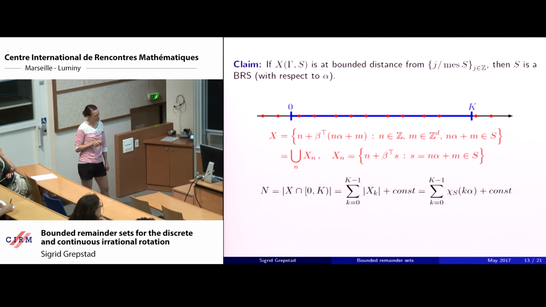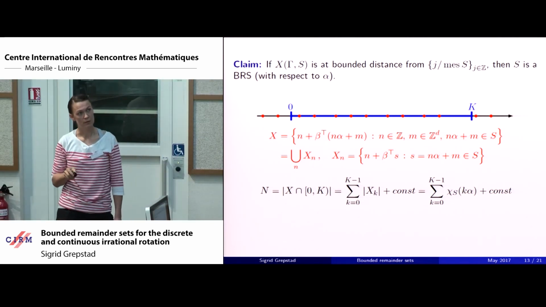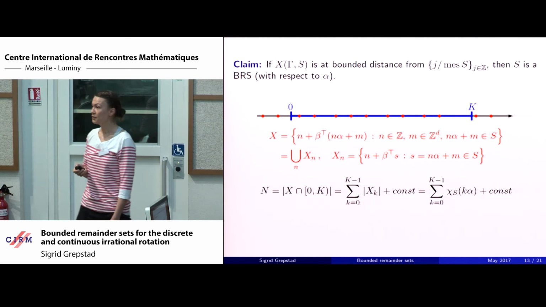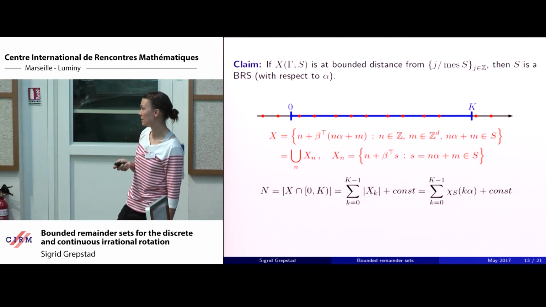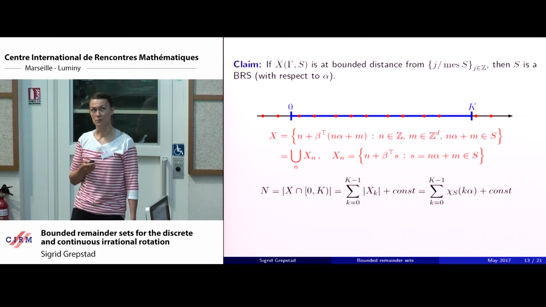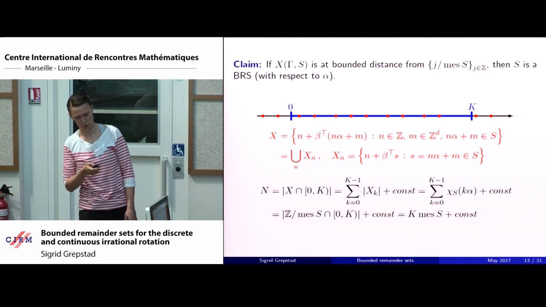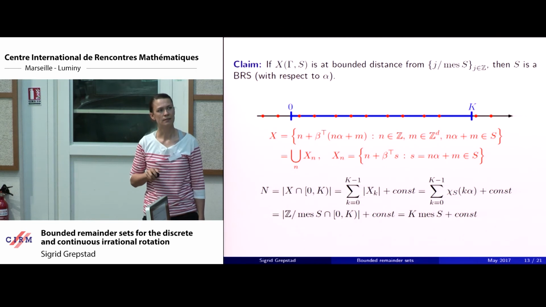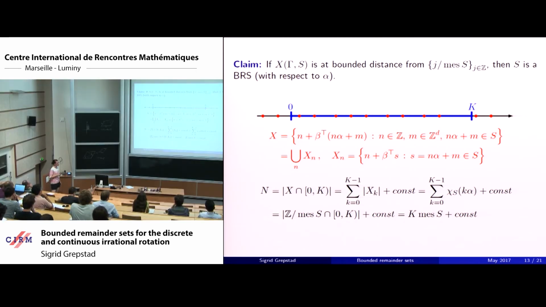And this in turn is precisely equal to chi_S of k alpha, because we see that the number of points in X_n is equal to the number of integer vectors m such that n alpha plus m belongs to S. So necessarily, this N is equal to this sum plus some constant error. On the other hand, you could, of course, just count the elements of the arithmetical progression, seeing as it's at bounded distance from that progression. So this amounts to counting the points in that interval, which is precisely k times the measure of S. So these two quantities differ by at most a bounded constant, which is precisely saying that your set S is a bounded remainder set.